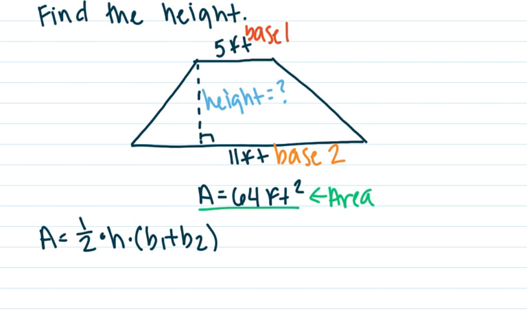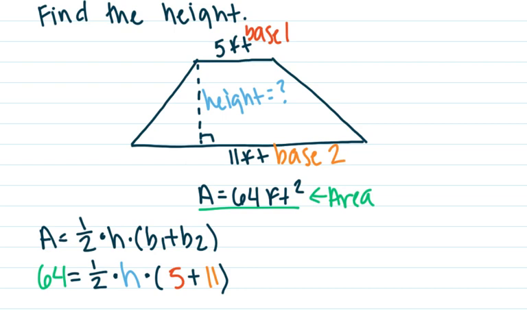Once I know all these numbers, I plug them in, and then I'm going to figure out how do I solve this. So I plug those numbers in. A is 64. I don't know H, so I'm going to leave it as an H. And then base 1 is a 5, and base 2 is an 11. So I'm going to add those together there. Whoops, wrong color. Change that real fast. Okay, there we go.